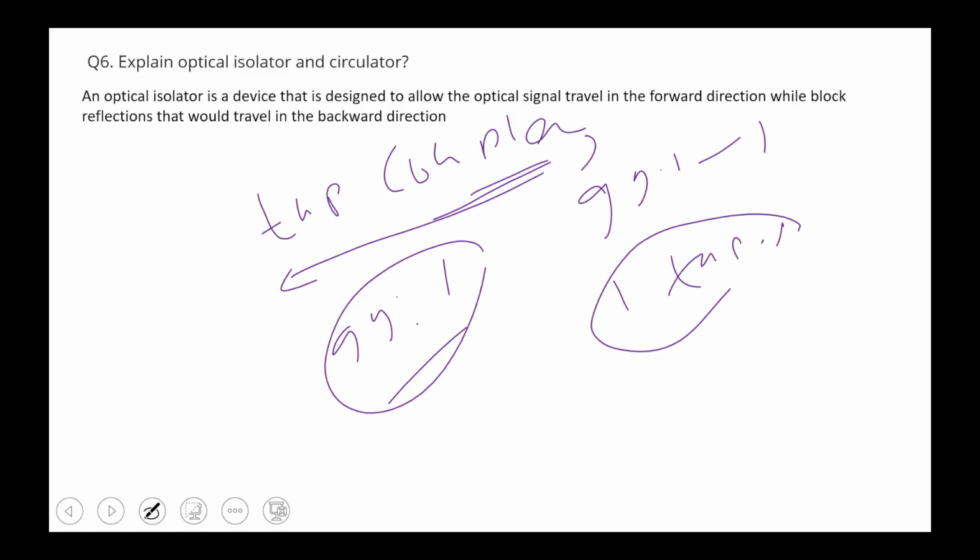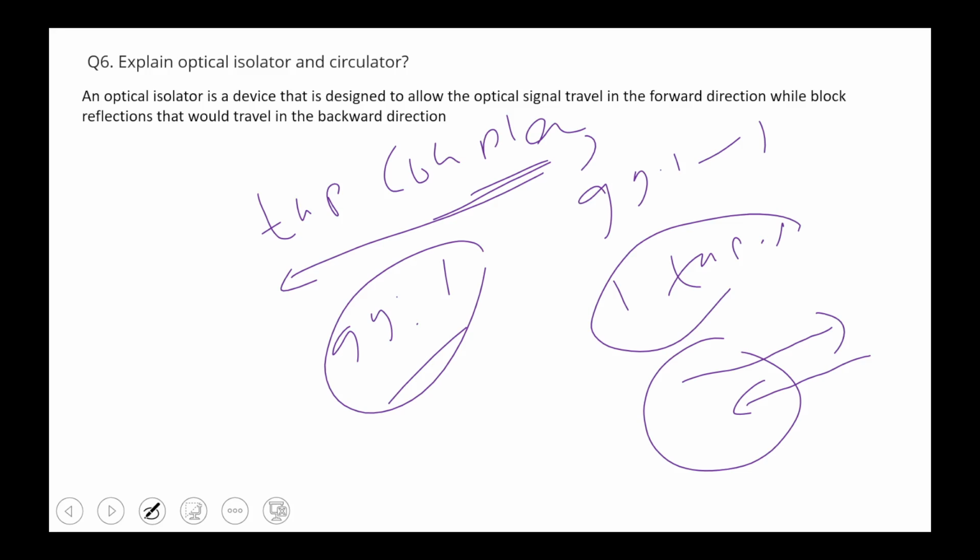An optical isolator is a device designed to allow the optical signal to travel only in the forward direction. It will block the reflected power, so we cannot get reflected power on the input side. It can transfer the signal in only the forward direction, so there will be no reflection power and the original signal will be transmitted at the output side.